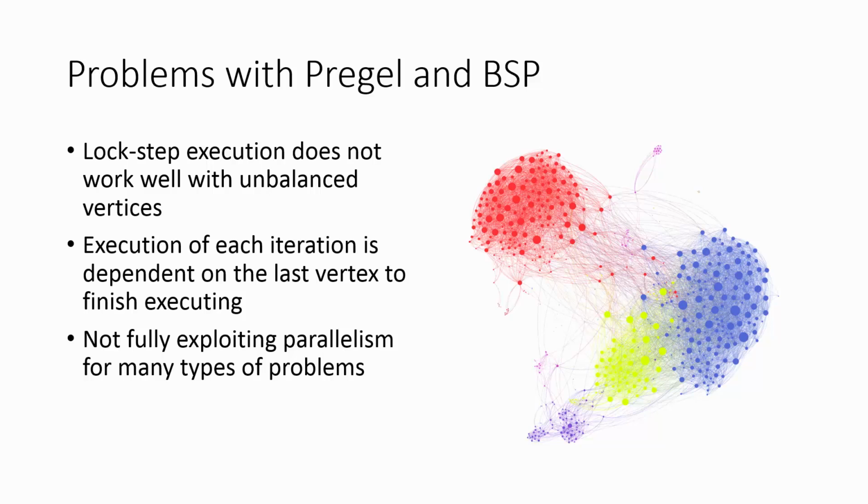And what happens then is every other vertex will end up simply sitting and waiting most of the time. And this ends up being a situation where you're not fully exploiting the parallelism, especially for some types of problems in which you don't necessarily need strict lockstep execution, where you might be able to do some computation for certain vertices across iterations. So that's kind of the motivation for GraphLab.